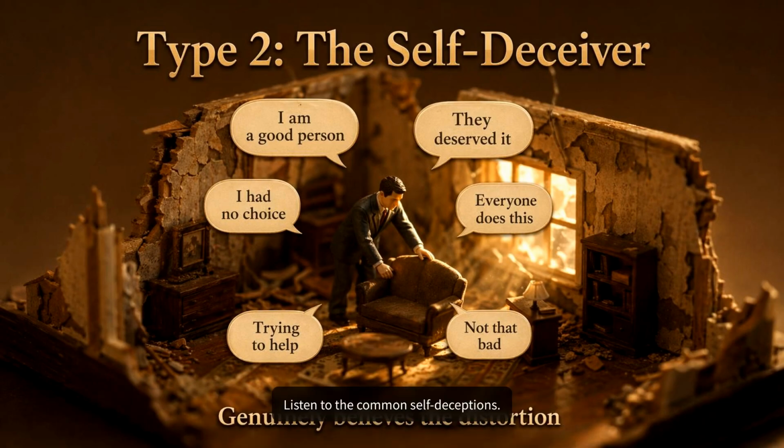Listen to the common self-deceptions. I am a good person, they say, while behaving badly. They deserved it, they say, reframing cruelty as justice. I had no choice, they say, avoiding all accountability. Everyone does this, they say, normalizing their own behavior. I was trying to help, they say, reframing harm as benevolence. It was not that bad, they say, minimizing the damage.